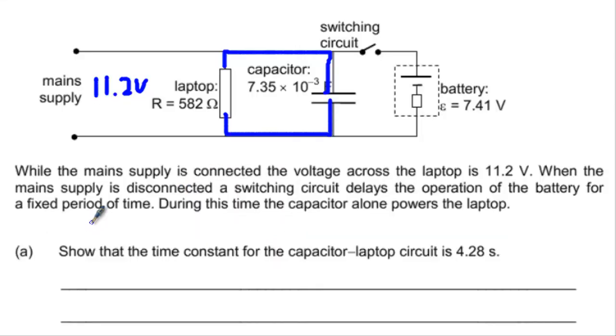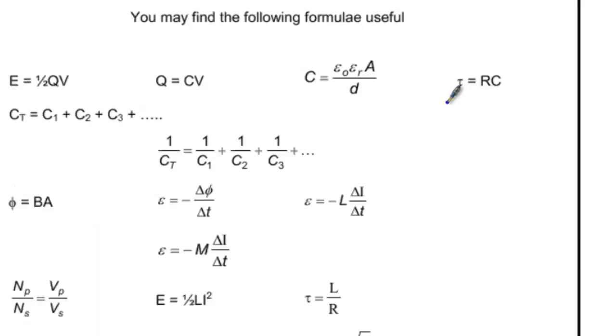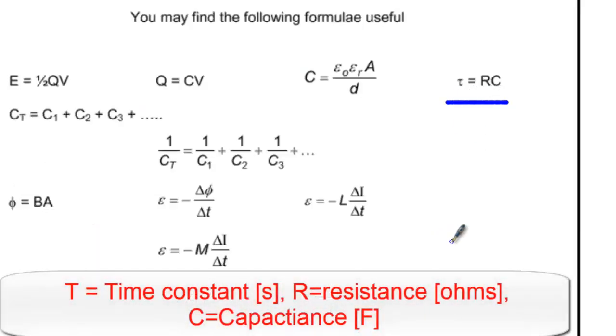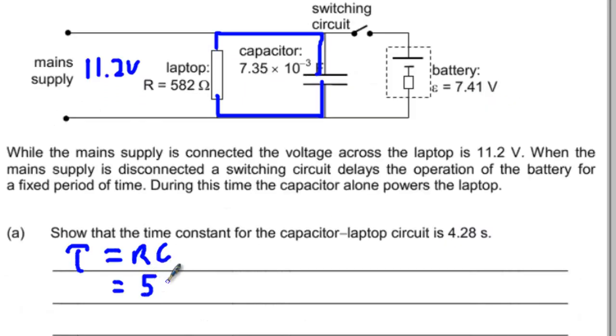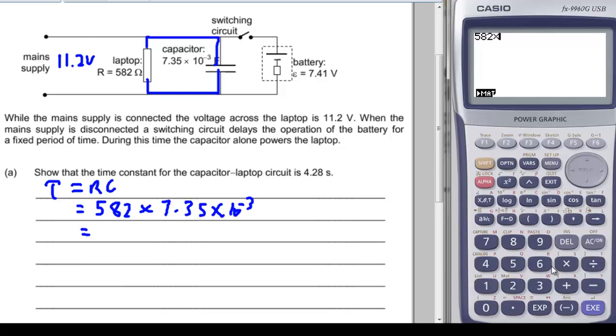Question 1a. Show that the time constant for the capacitor circuit is 2.85 seconds. Using tau equals RC, time constant equals resistance times capacitance, where the resistance of the laptop is 582 ohms and the capacitance is 7.35 times 10 to the minus 3 farads. We can simply type that into our calculator. 582 times 7.35 e minus 3 gives us the answer that we're looking for, of 4.28 seconds.